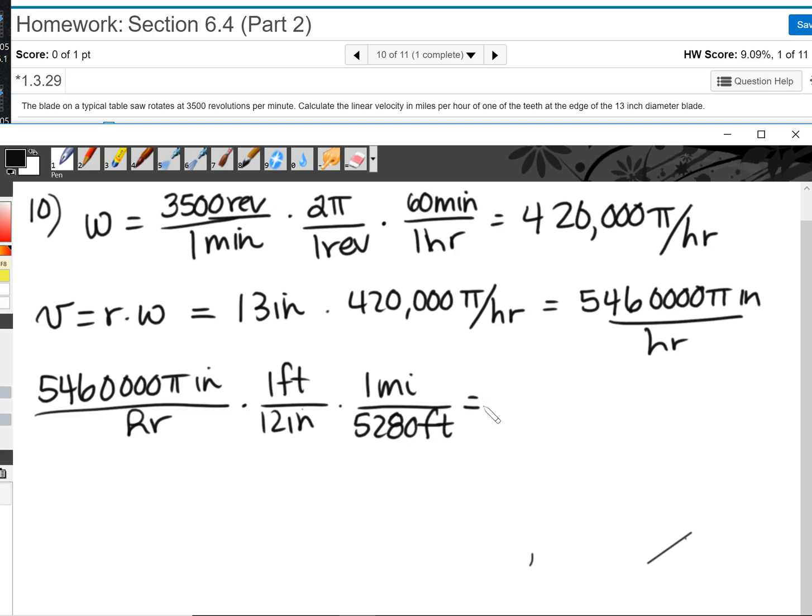So I'm just going to take that answer, divide it by 5280, then divide it by 12. That's a little nicer. That's fast. I would assume that would be true. I got about 270.72 miles per hour. All right, you guys, one more.